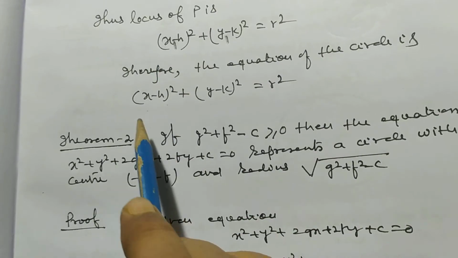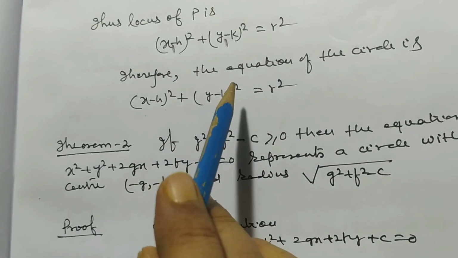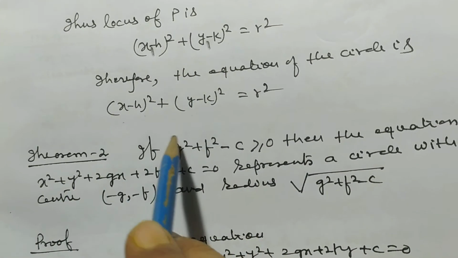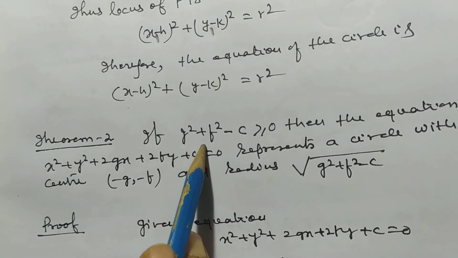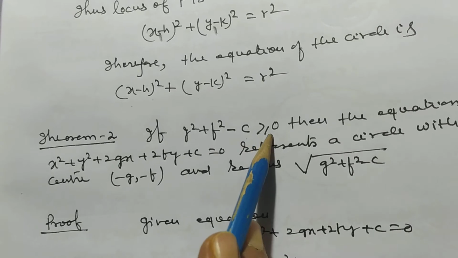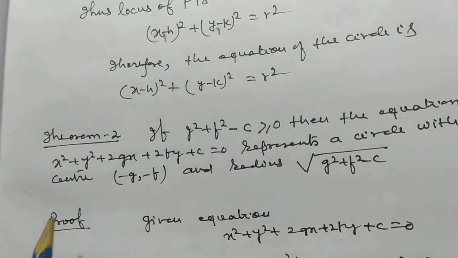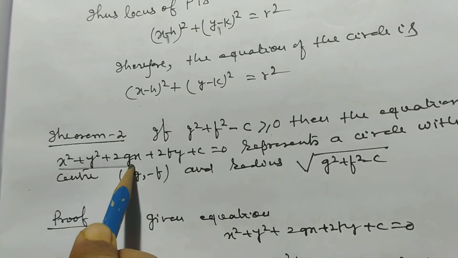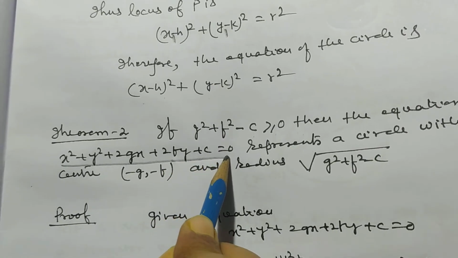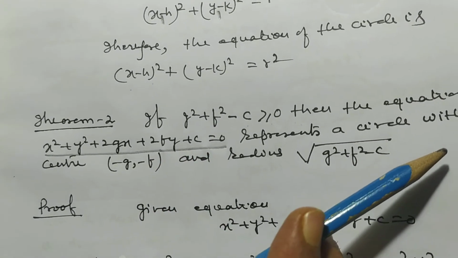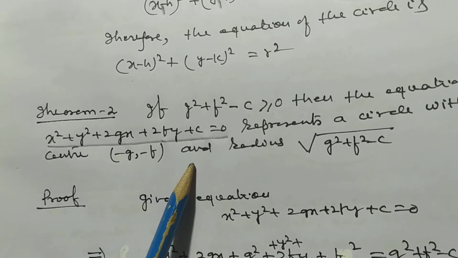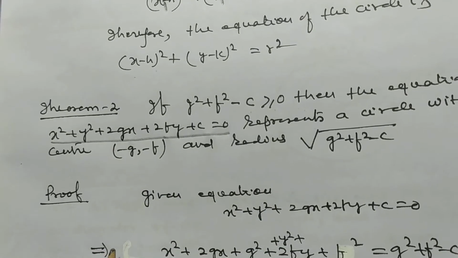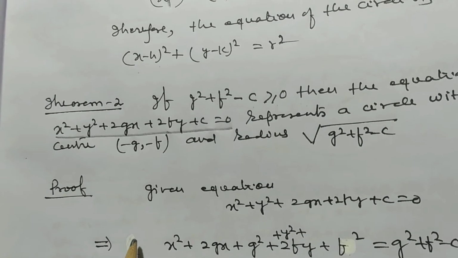So in this way, we can derive the equation of a circle in terms of locus. If g² + f² − c ≥ 0, then the equation x² + y² + 2gx + 2fy + c = 0 represents a circle with center (−g, −f) and radius √(g² + f² − c).